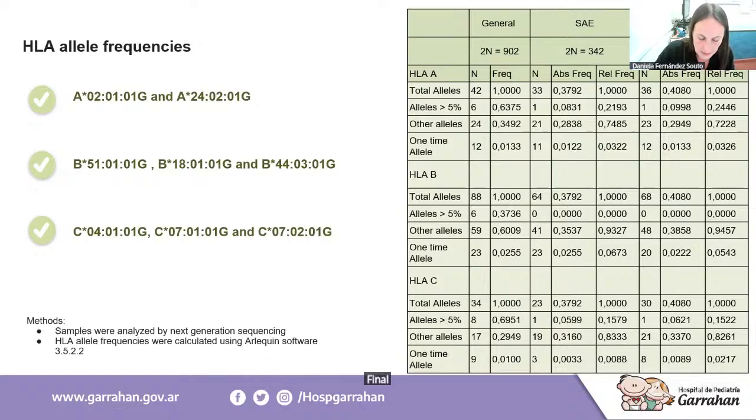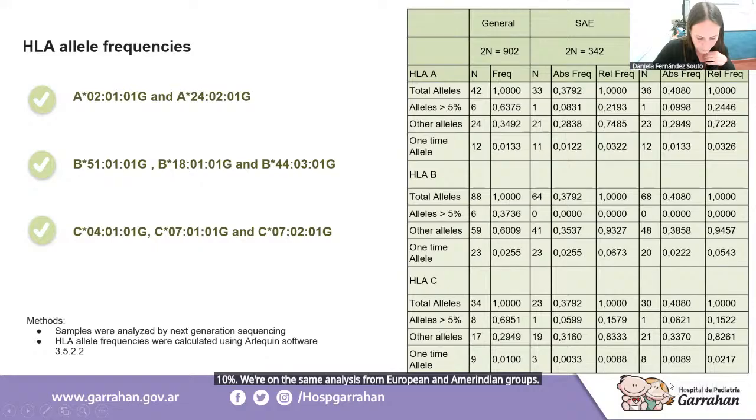Finally, HLA-C includes 34 alleles. 8 covered about 70% of the total, and 3 showed frequencies over 10%. We ran the same analysis for European and Amerindian groups to see how this diversity plays out within each one.